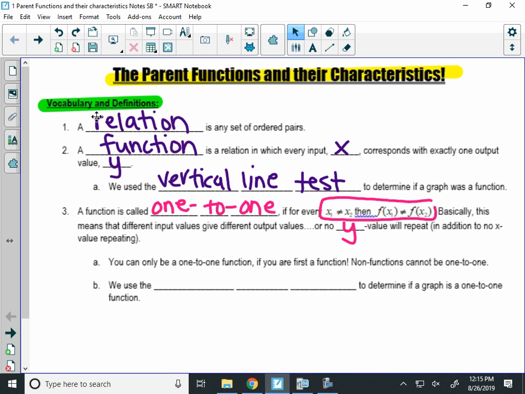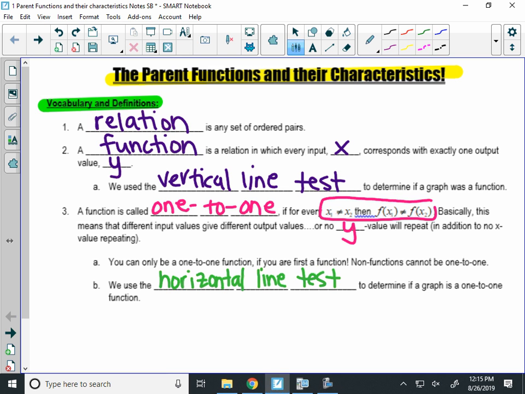The next part says you can be a 1-to-1 function only if you're actually a function first. So you can't be 1-to-1 without first being a function. They go together. And similar to the vertical line test, there's a test to tell if a graph is 1-to-1. It's called the horizontal line test. We're going to look at that in just a second. The vertical line test tells you if you're a function. The horizontal line test tells you if you're a 1-to-1 function.